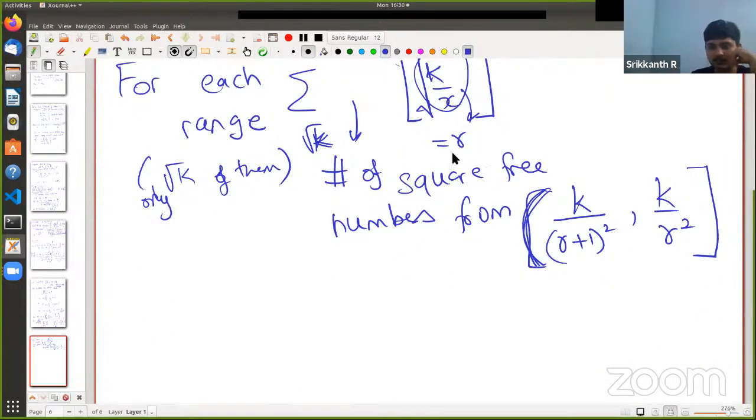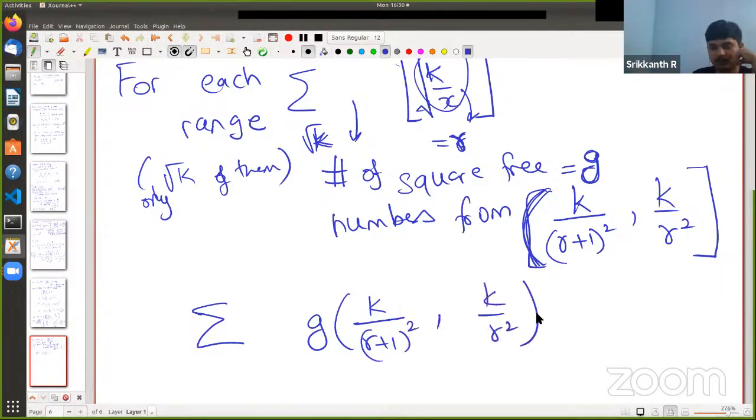Let's call this number r to the power s, and let's call the number of square free numbers in this range g. The summation can be replaced by the sum of g of the number of square free numbers from k by (r plus 1) squared to k by r squared, times r to the power s, where r varies from 1 to square root of k.